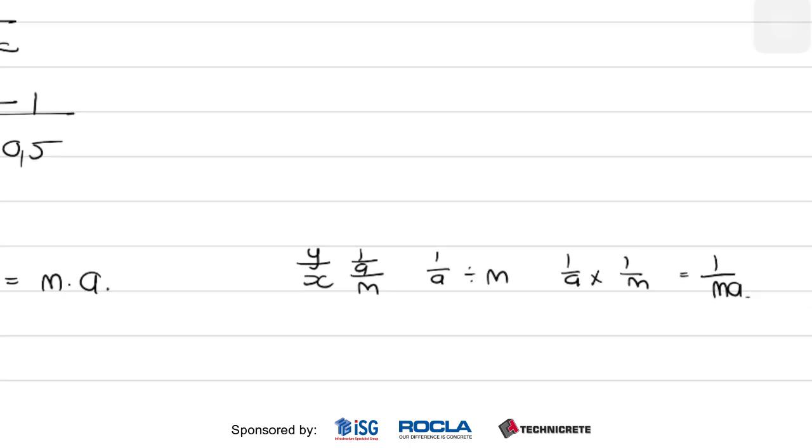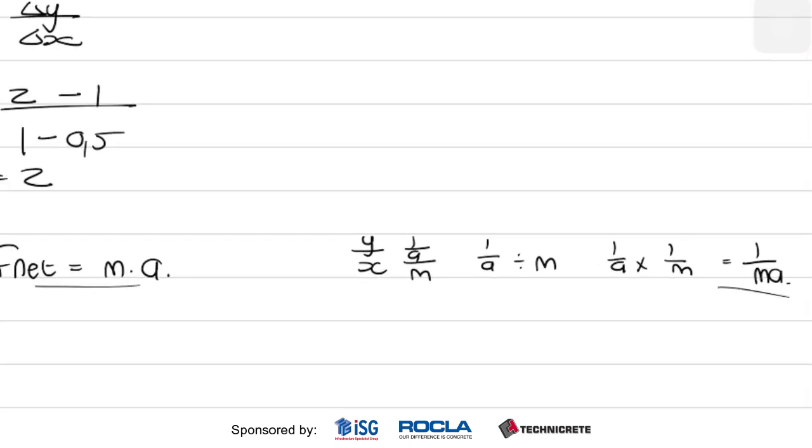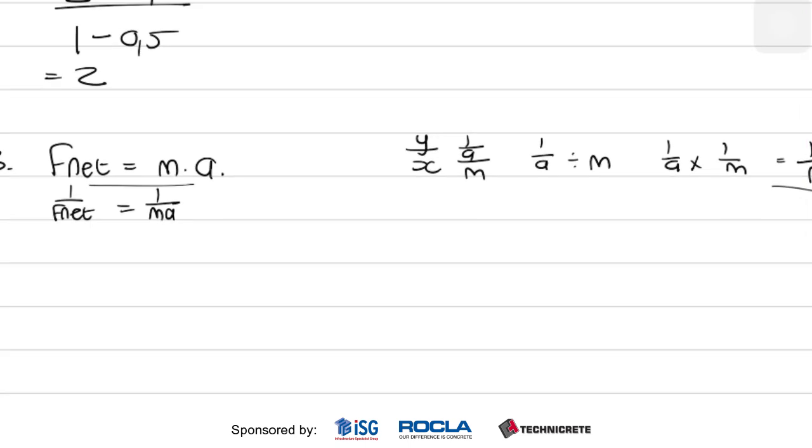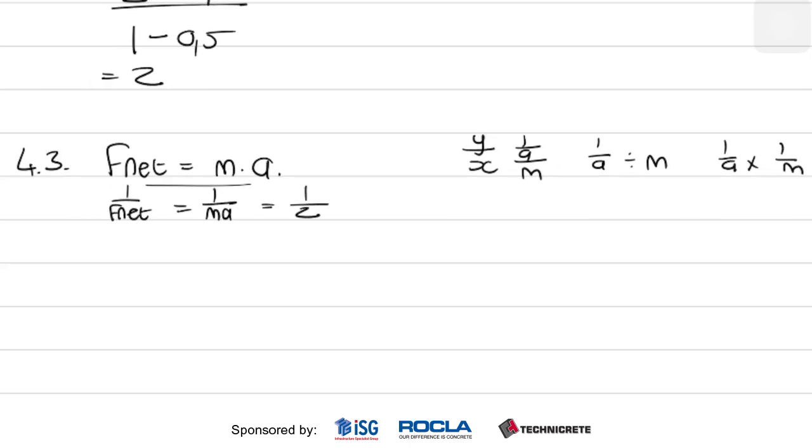So what would that be equal to? If you look here and you look here, it is saying that 1 over F net is equal to 1 over MA. And our 1 over MA, which is our gradient, is 1 over 2. Therefore, F net is equal to 1 over 2, which is equal to 0.5 newtons.